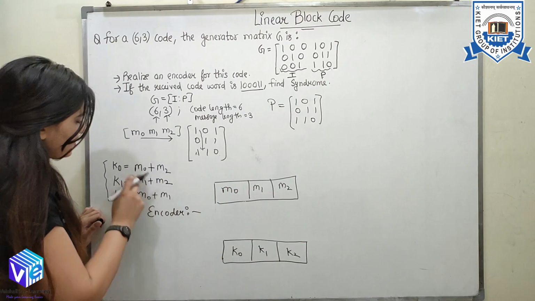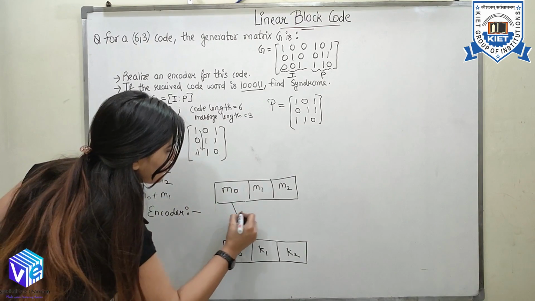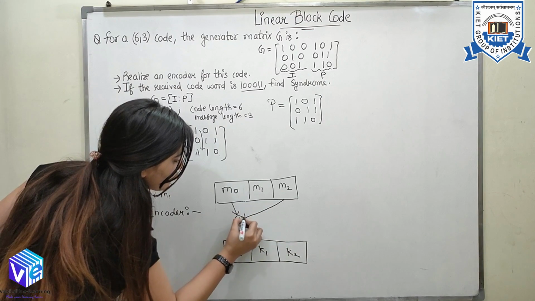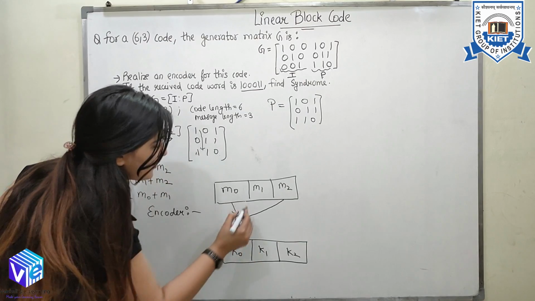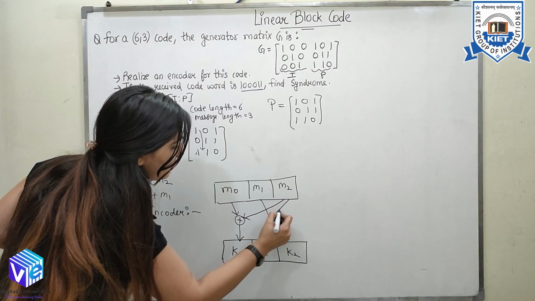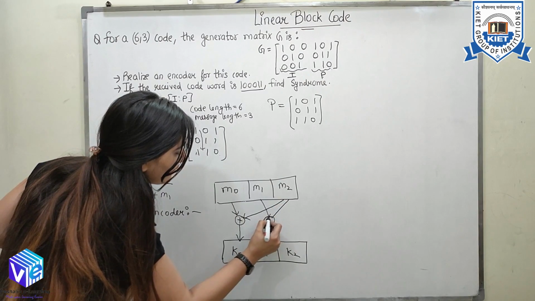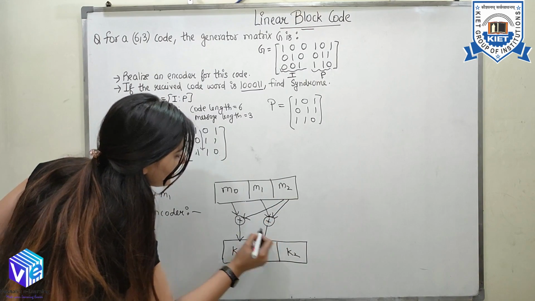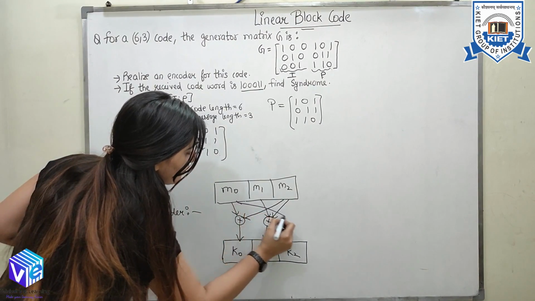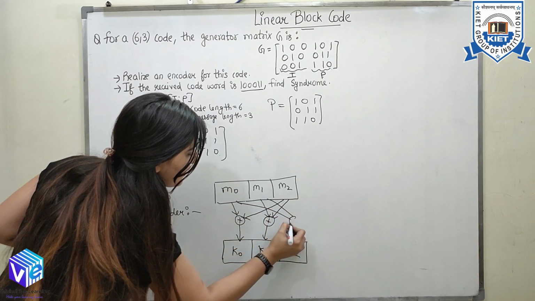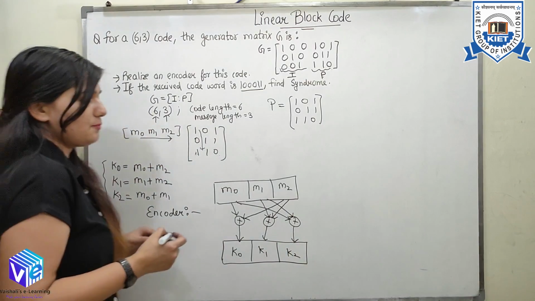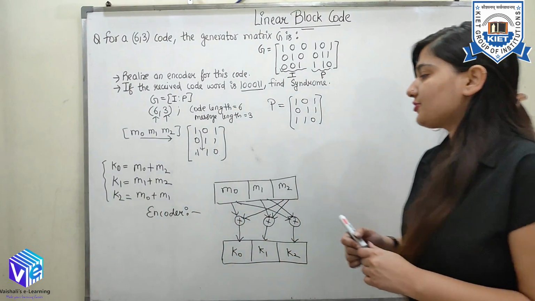Now K0 is equal to M0 plus M2. When M0 and M2 are added, I'll get K0. K1 is M1 plus M2. When M1 and M2 are added, I'll get K1. K2 is M0 plus M1. When M0 and M1 are added, I'll get K2. I hope now you can see how I can construct the encoder.